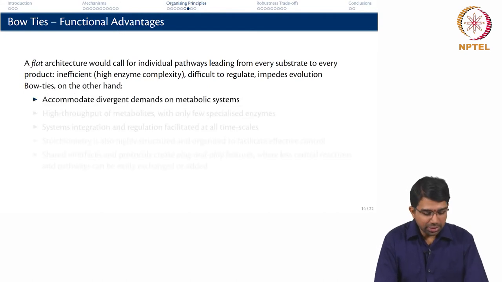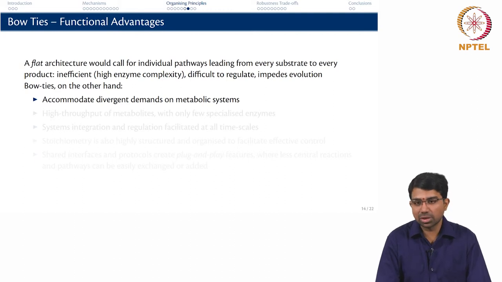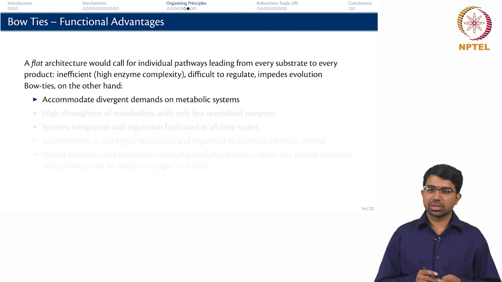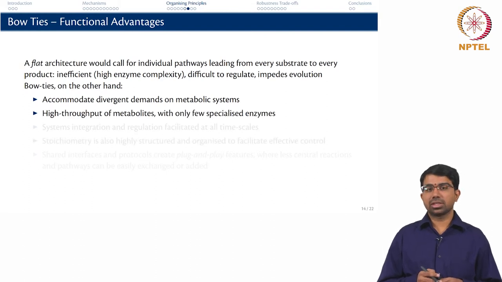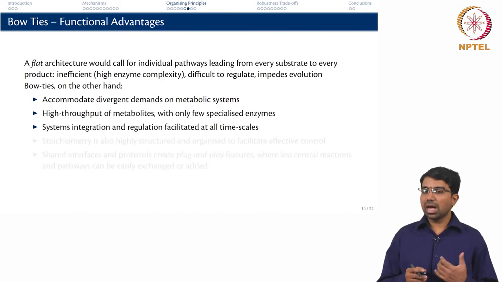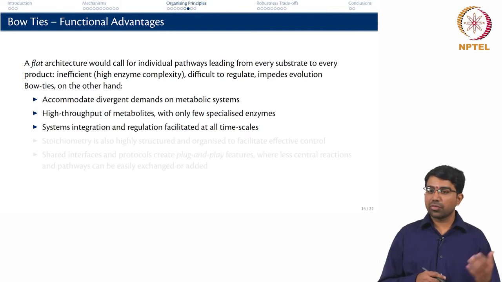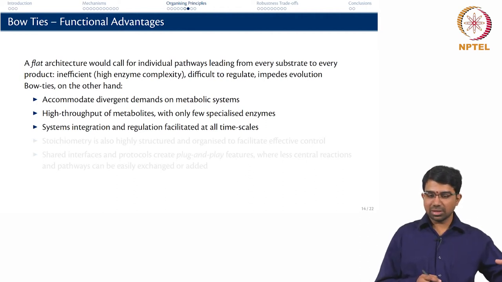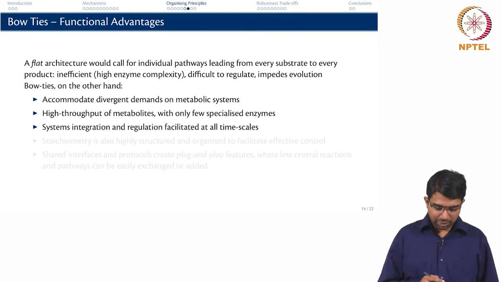On the other hand, bow ties will accommodate divergent demands on metabolic systems. So, you can have high throughput of metabolites through the system using just a few functional enzymes, and you can have integration and regulation facilitated at different time scales, right. So, all these can operate across slightly different time scales. The core is where you have no latitude, the other things can operate at slightly different time scales.